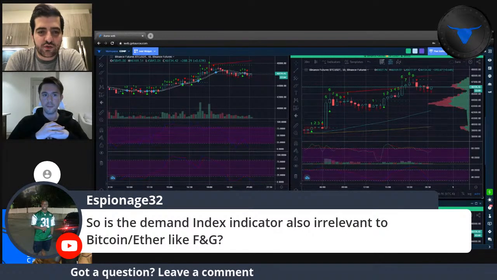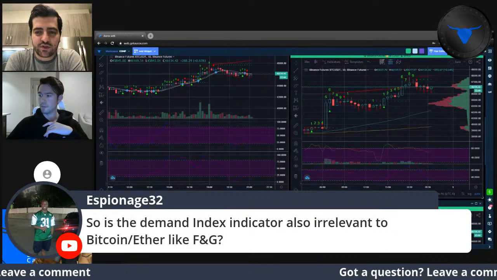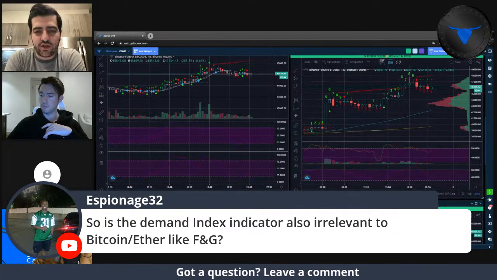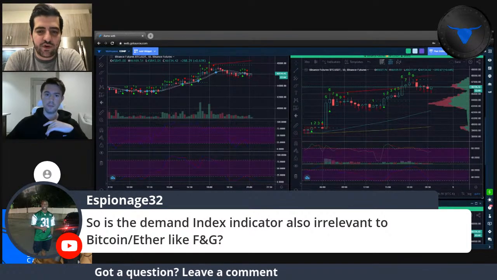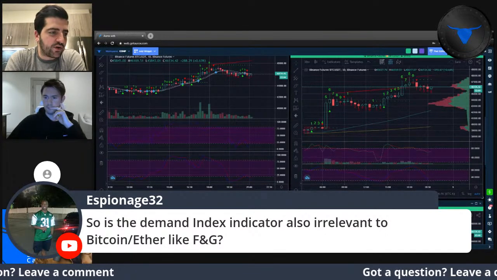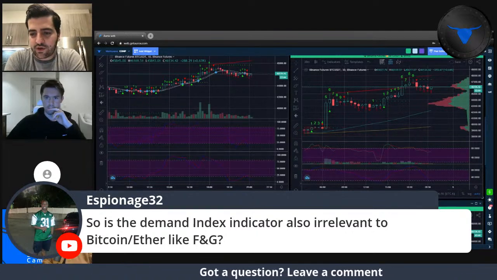Yeah, fear and greed just tells you the sentiment of the entire market, whereas the demand index can work on any type of market and changes more often. The fear and greed index, I think, measures things like Reddit and Twitter. It's more of a social aspect of the market.